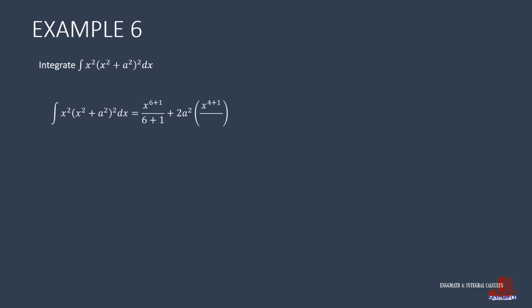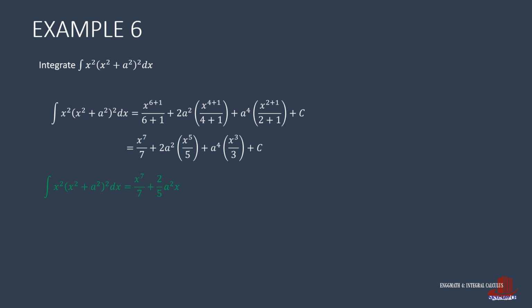Integrate all terms to have x raised to 6 plus 1 over 6 plus 1 plus 2a squared times x raised to 4 plus 1 over 4 plus 1 and a raised to 4 times x raised to 2 plus 1 over 2 plus 1 and then c. This is simplified as x raised to 7 over 7 plus 2a squared times x raised to 5 over 5 plus a raised to 4 with x cubed over 3 plus c, which can be written as x raised to 7 over 7 plus 2/5 of a squared x raised to 5 plus a third of a raised to 4 x cubed plus c.